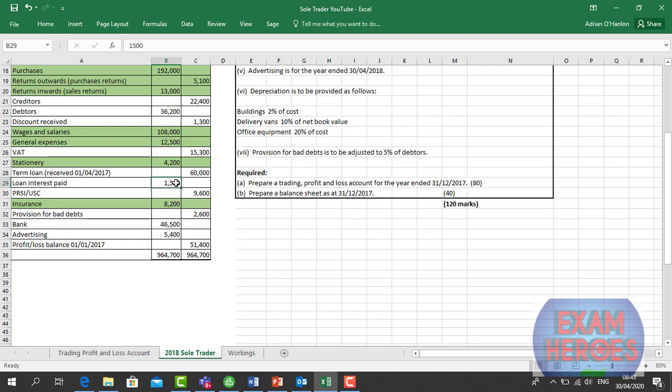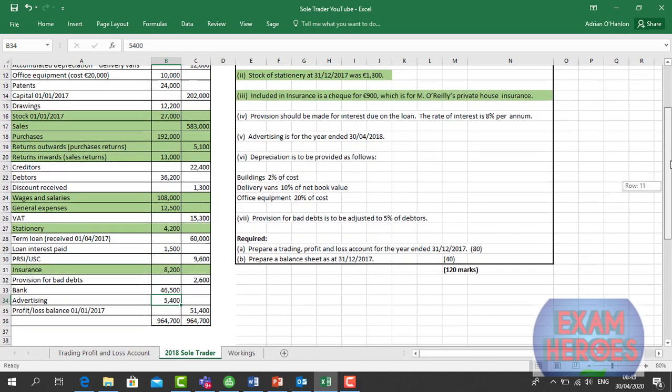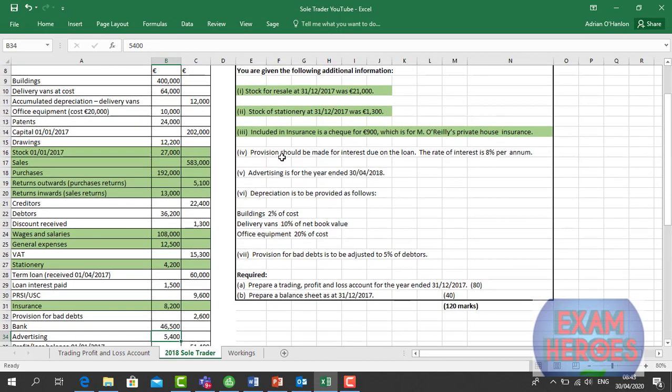The next thing now, loan interest paid will be deducted off your net profit. Okay, here bank, an asset. Advertising is an expense, but it's on the selling and distribution side, not on the administration. So again, look up here, I have provision should be made for interest due on the loan. Again, that will be deducted off the net profit. Advertising, again, that's an expense, but it's associated with selling and distribution. So here brings us over to depreciation. Okay, now buildings will be admin, delivery vans will be selling and distribution, and office equipment. For the purpose of the depreciation side of things, I'll do all of these together.